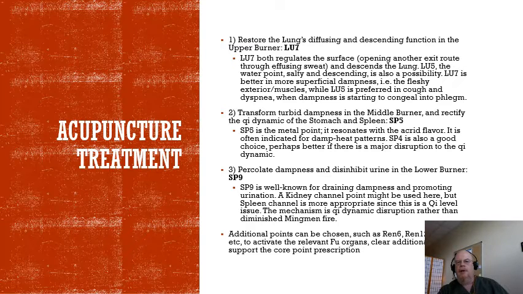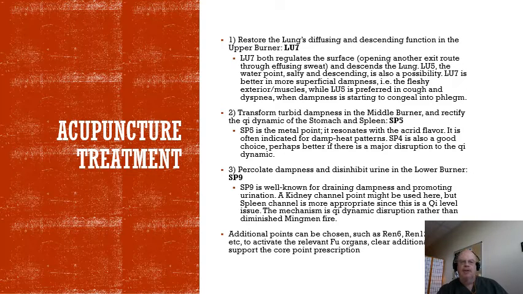So to restore the lungs' diffusing and descending function in the upper burner, I would go with Lung 7. Lung 7 both regulates the surface, which opens up another exit route through the sweat pores, and also descends the lung qi. Lung 5 is the water point. It is salty in nature and descending.